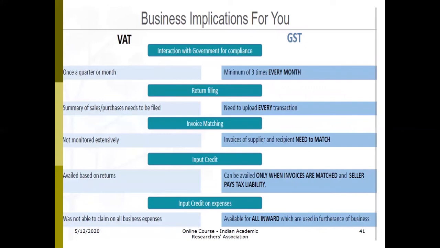Difference between VAT and GST. GST is to be filed each and every month. You need to upload every transaction. Invoices of supplier and recipient need to match. Input credit can be availed only when invoices are matched and the seller pays the tax liability. It is available for all inward vouchers which are used for the furtherance of the business.